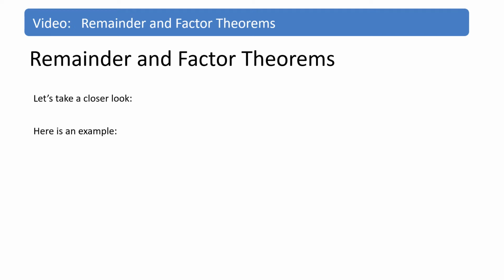Let's take a closer look with this example. Determine the remainder when x to the exponent 3 plus 7x squared plus 2x minus 5 is divided by x plus 7.